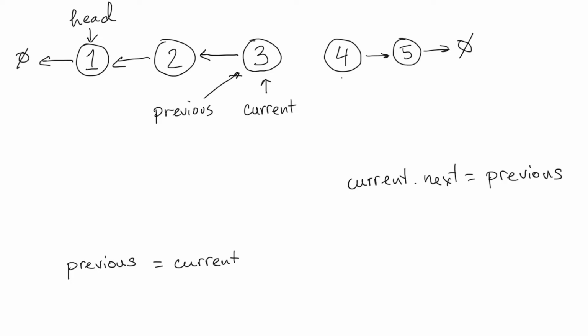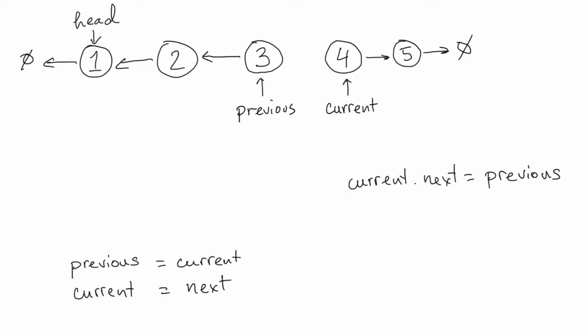But I need to have knowledge of node 4 to go on to the next iteration. So I can get around this problem by having another variable, next. To update current to the next iteration, we would just say current is equal to next. So this is how we will start the next iteration.